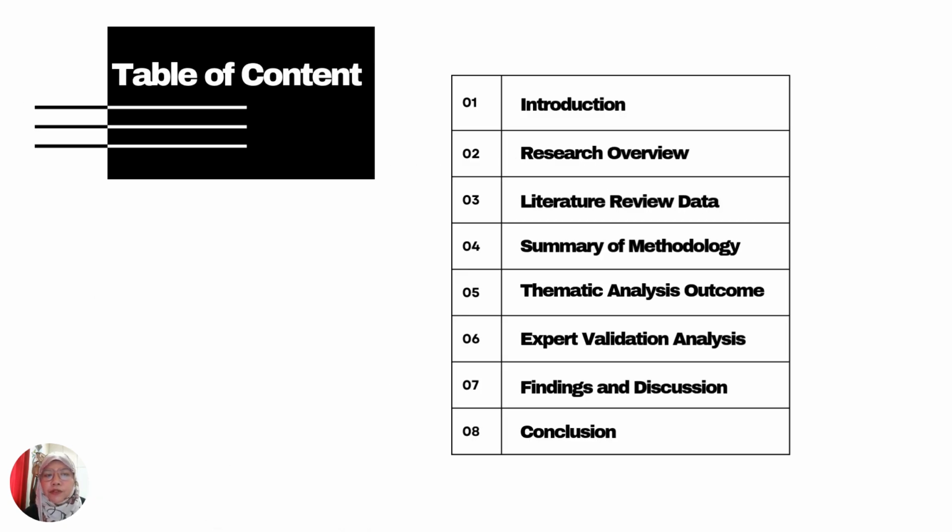Firstly, we'll go through the table of contents. I will explain briefly the introduction, the overall research overview, the research questions and objectives, and then we will go through the literature review data that I have gained for this topic, and then a summary of the methodology used in conducting this research. Next, we will go through outcomes from the thematic analysis, then the expert validation analysis, and finally the findings and discussion, and then the conclusion.